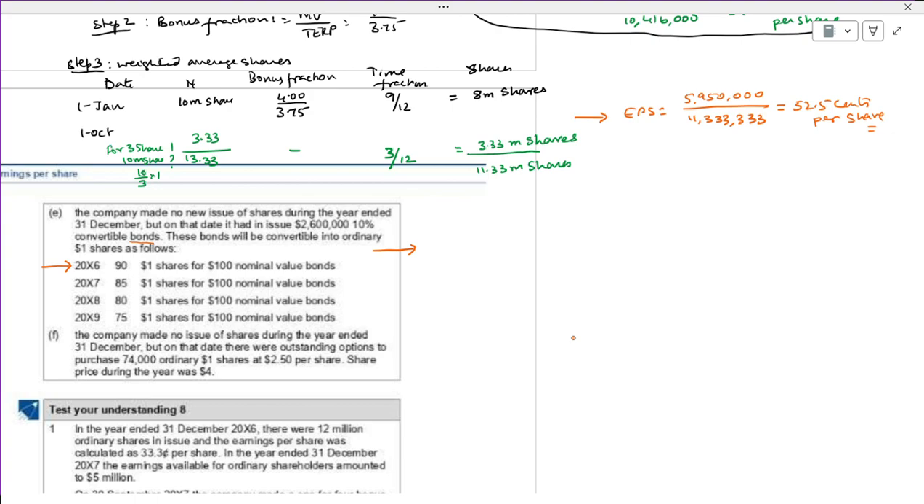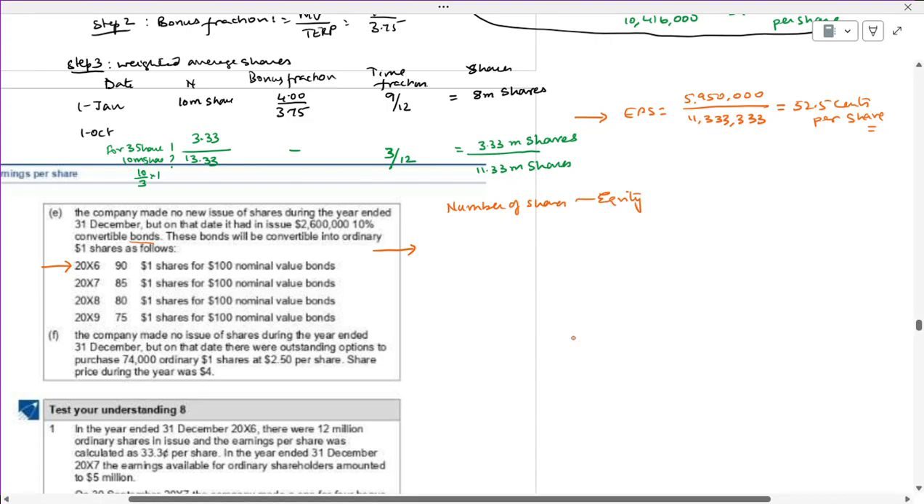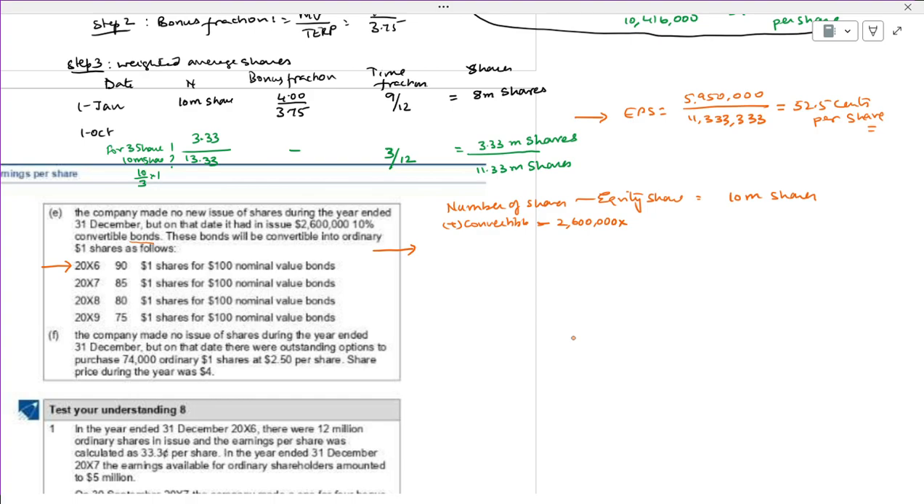Now, what happens? How many shares will be there? Number of equity shares will be the same, 10 million shares. Now add the convertible. What is the value of bonds? 260.